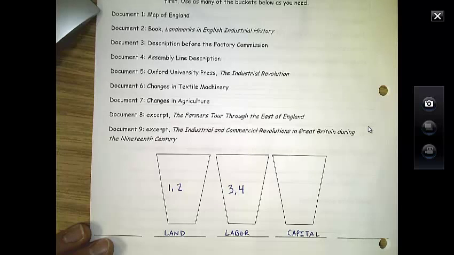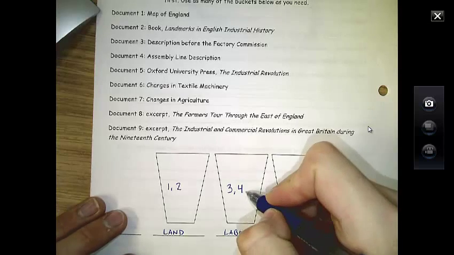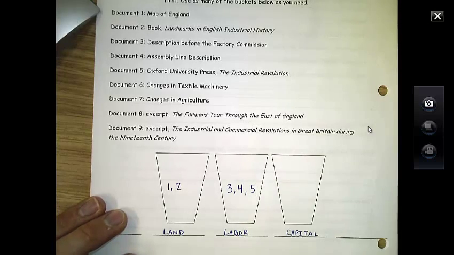If you look at document 5 as well, document 5 also discusses concepts of labor. If you look back at it, it talks about how England had a division of labor, and how the inventions were possible because of that division of labor. So document number 5 will also go there.